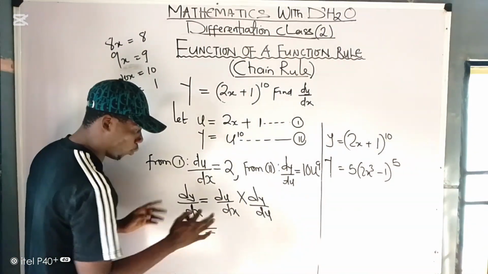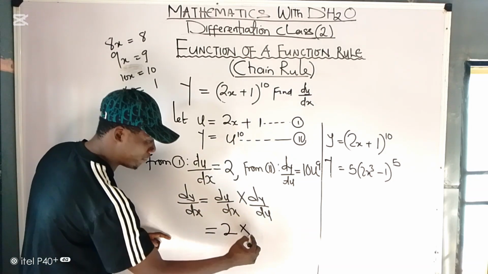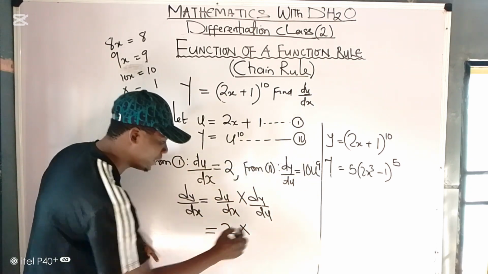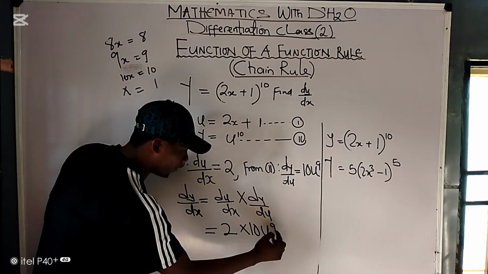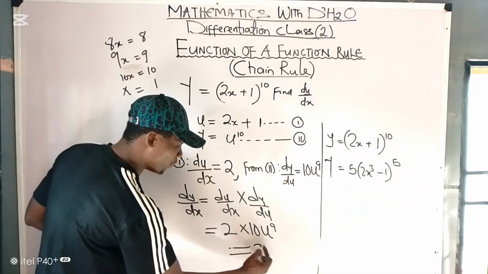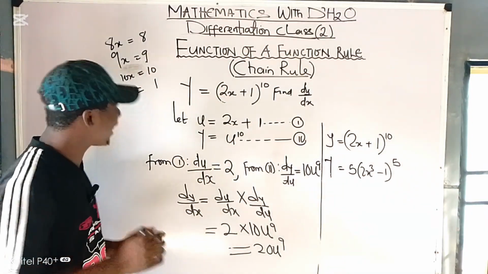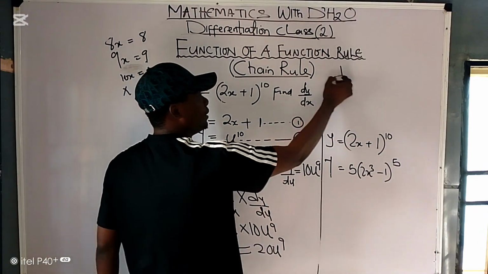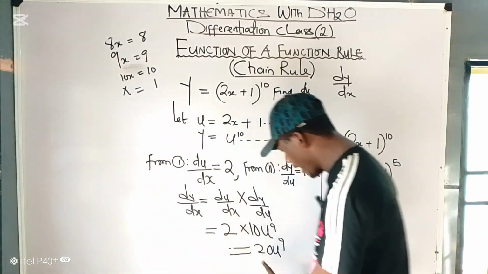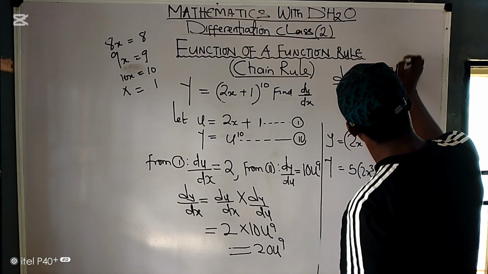So what do we simply do? Watch this. du over dx, which is this, is equal to 2. So you have 2 times dy over du. See it here, that's the second part: 10u raised to the power of 9. So when we multiply together, we have 2 times 10, which will give us 20u raised to the power of 9. So finally, we could say that our dy over dx, watch this carefully, don't forget, we have 20u raised to the power of 9.